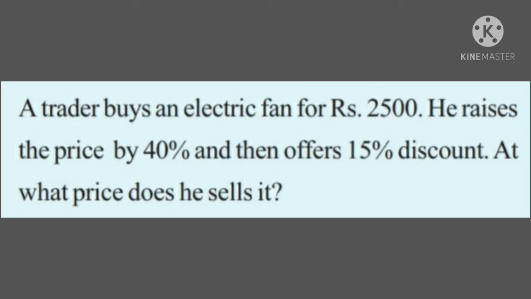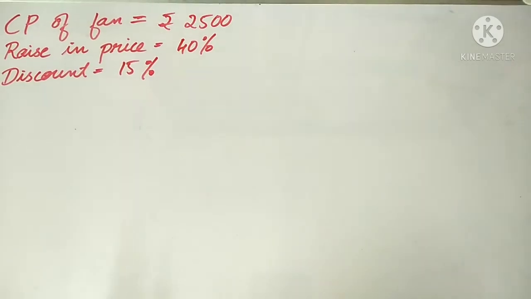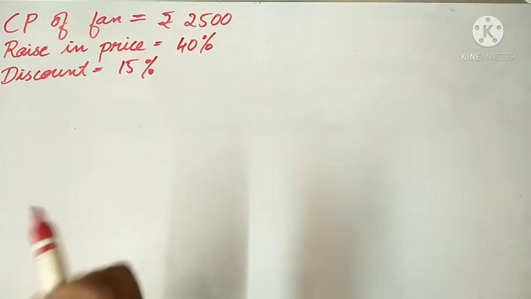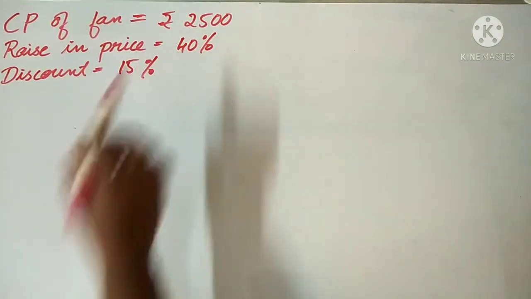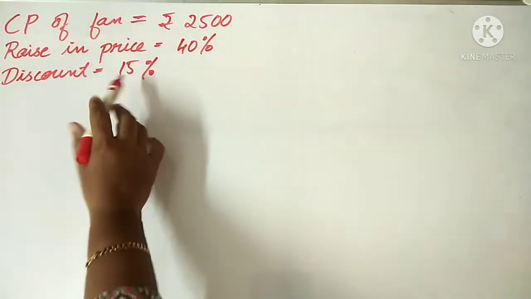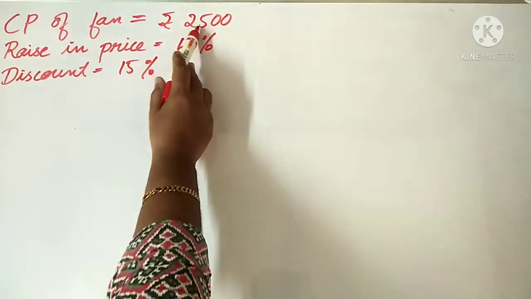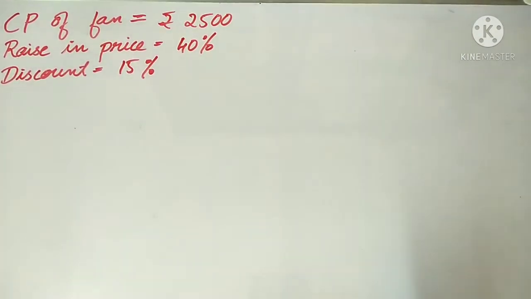Next question. A trader buys an electric fan for rupees 2,500. He raises the price by 40% and then offers 15% discount. At what price did he sell it? According to the question, cost price of the fan is 2,500 and the dealer raises the price by 40% and then gives the discount of 15%. So first we will find the price of fan after 40% raise in the amount.